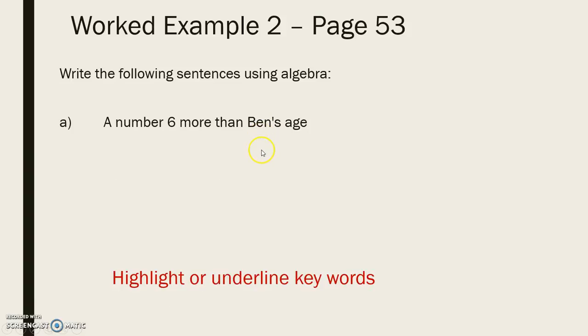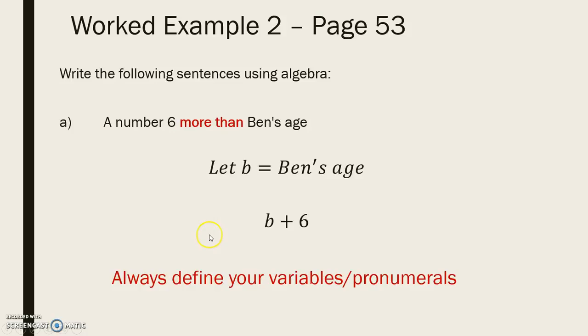So here's the first one. As always, the first thing we do is underline or highlight keywords. So we're looking for things here that will help us. So the first thing you're going to notice is more than. So that's our keyword, and that is what we're looking for. Now when we write these, we always start by stating what our variable is. So our starting point or our ending point. So Ben's age is what we're looking at.